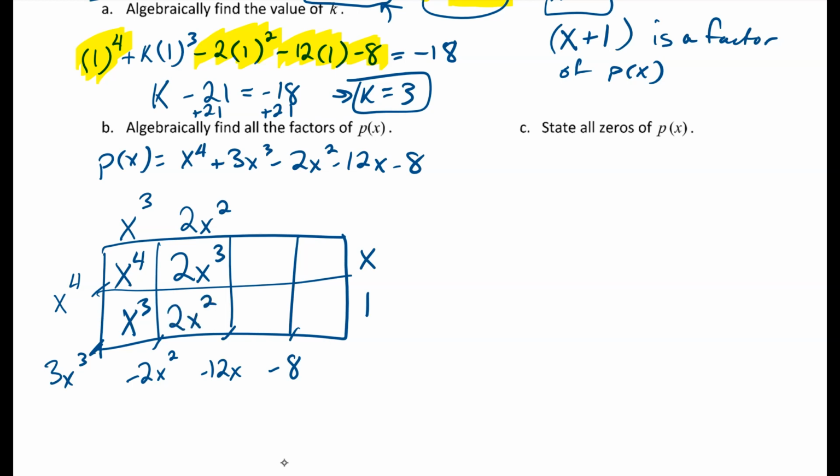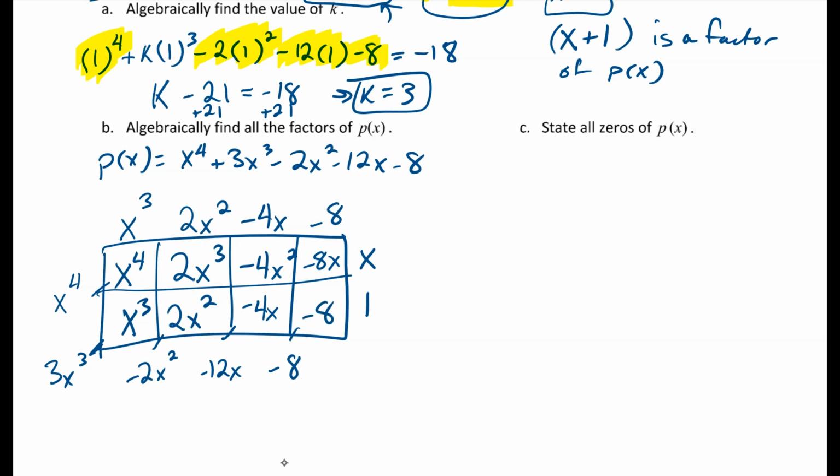And to get this diagonal to add to negative 2x, you could do negative 2 minus 2 just to get negative 4x squared. And always just do the sum to make sure those diagonals add up. Again, minus 4x times x would get me minus 4x squared. Minus 4x times 1 is minus 4x. And to get this diagonal to add to negative 12, this would have to be negative 8x. So negative 8 times x is negative 8x. Negative 8 times 1 is negative 8.